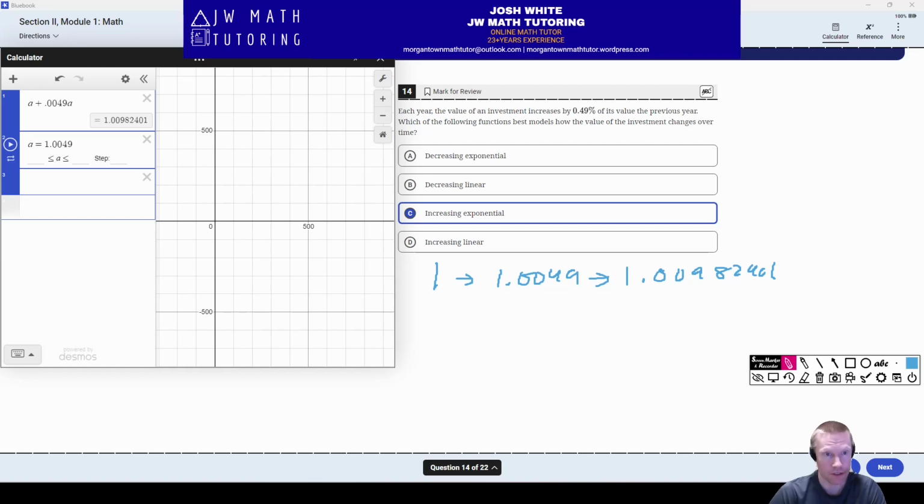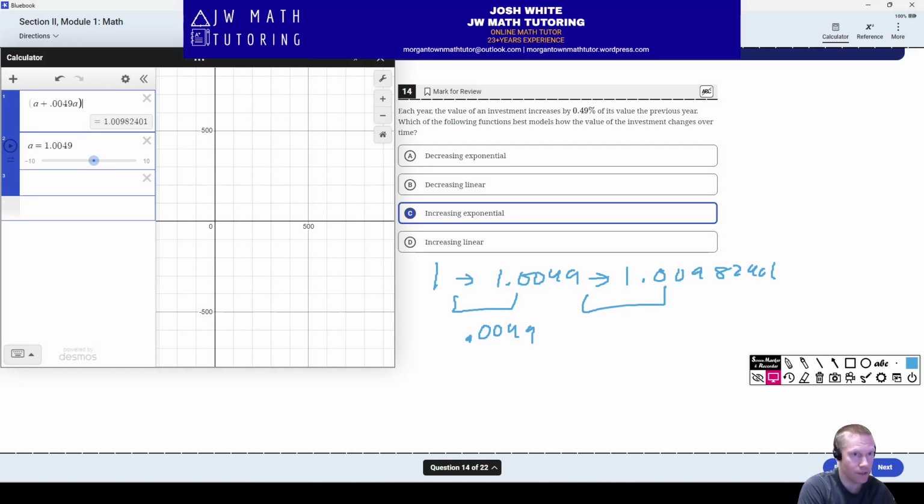Okay, so if you look at these y values, it's obviously increasing, but is it increasing exponentially or linearly? Well, if it was linear, then the difference between here and here and here and here would be the same. But notice it's not. If you subtract these, obviously this is 0.0049. But if I subtract 1.0049 from the 1.0098, notice the difference is not 0.0049. It's 0.00492401.